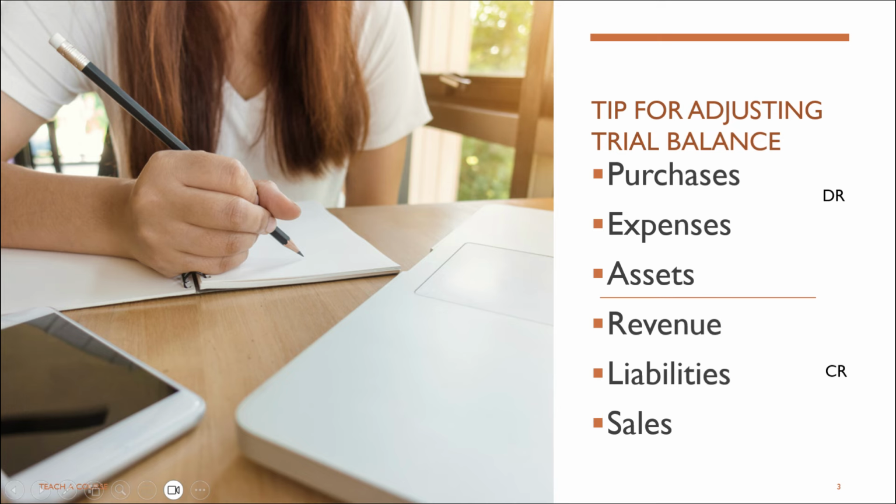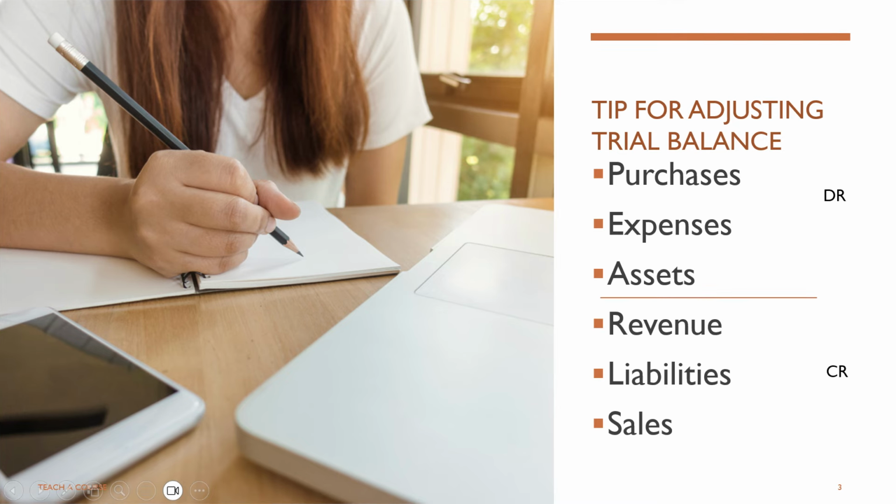It's a good way for you to remember quickly in an exam, if you're feeling like you're panicking, just write down on your paper, PEARLS. It'd be so simple to just put PEARLS on there and then remember that purchases, expenses and assets have to have a debit balance, and revenue, liability and sales have to have a credit balance. That's already a trick. That's already getting you somewhere.